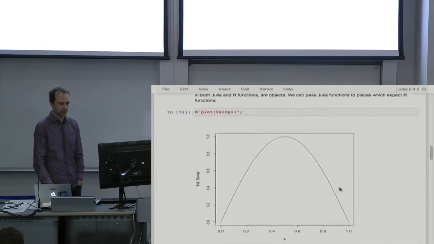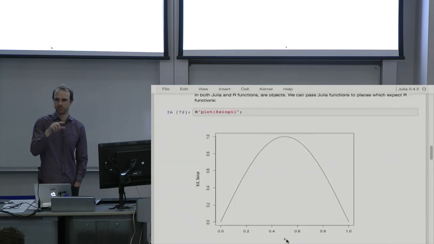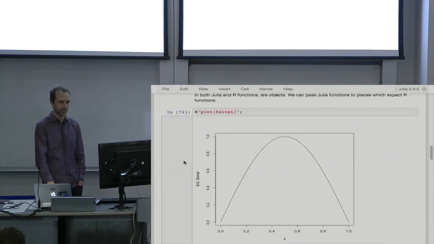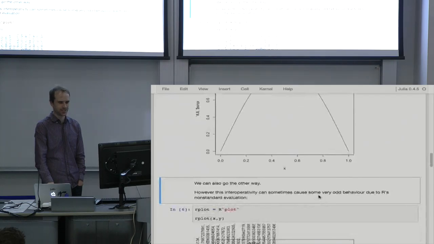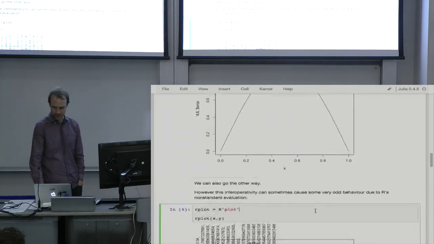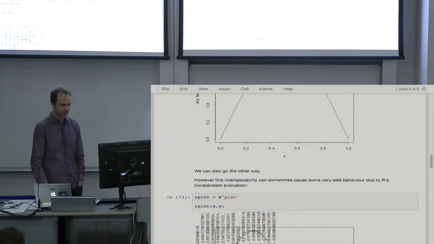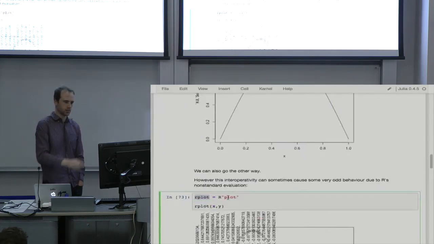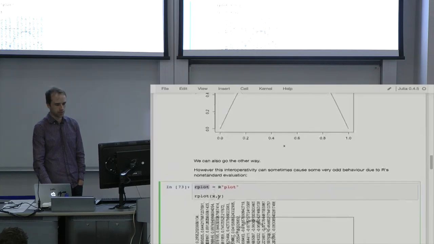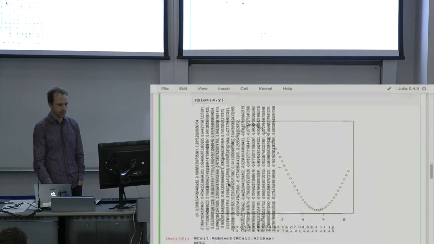In R, when you do plot x y, it gives you nice variable labels on your axes with the variable names. Unfortunately, Julia is very much standard in its evaluation, so I can't do these sort of tricks. Here I'm loading rplot; basically we just call plot. Plot in R is just a function object, so we get rplot, which is now an R object wrapper around that function. We can call that in Julia, and it gives you this mess back.